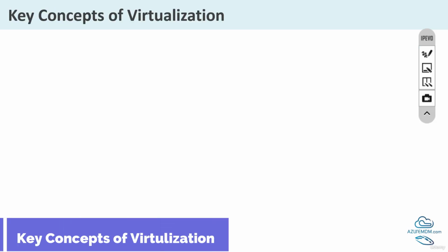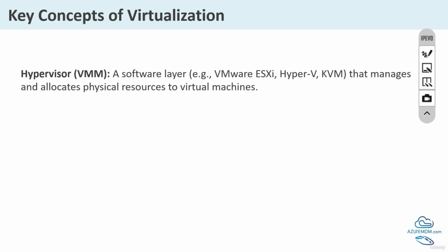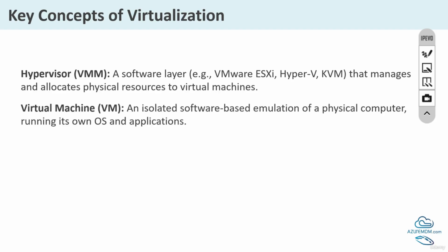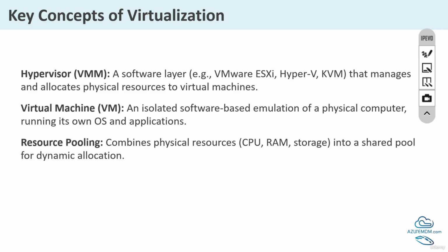Key concept of virtualization: the hypervisor. It's a software layer, for example VMware ESXi, Hyper-V, and KVM, that manages and allocates physical resources to your virtual machines. The hypervisor is like a traffic cop. It manages resources for VMs. Type 1, that is bare metal, is installed directly on the hardware, for example VMware ESXi. Type 2, which is hosted, runs as software on an operating system, for example VirtualBox on Windows.